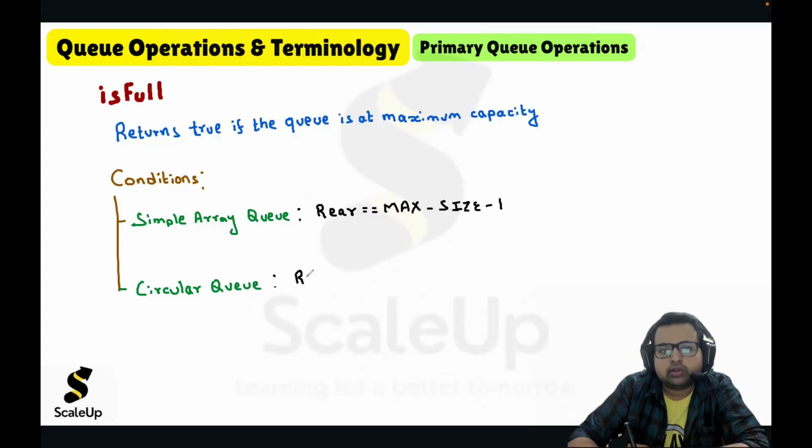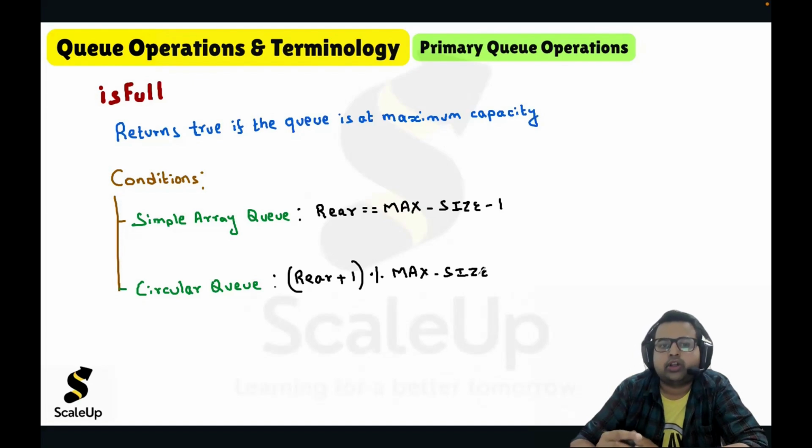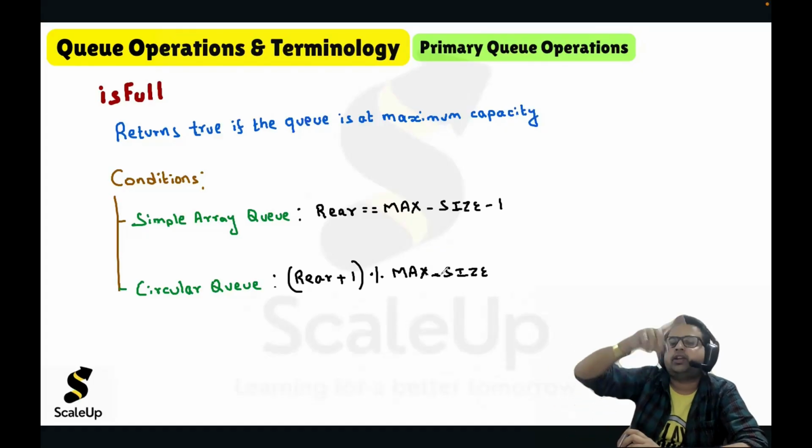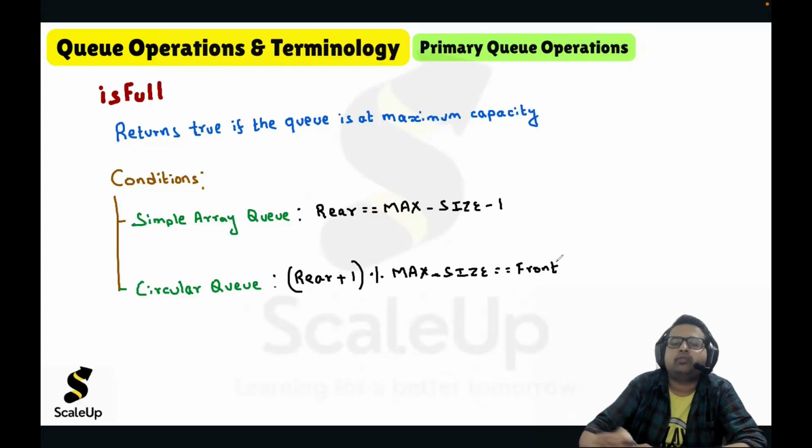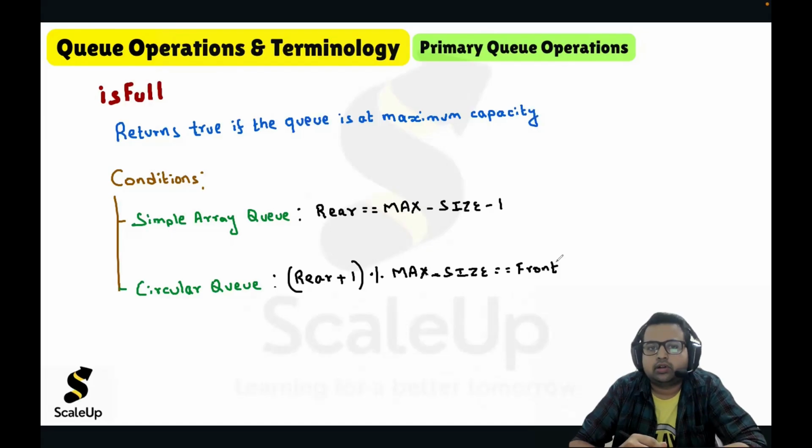For a circular queue, modulo arithmetic will come into the picture, and this formula will alter a bit. It is rear plus 1 mod max size, because rear plus 1 in a circular queue will be the front, and we are doing it mod max size because in a circular queue the index keeps on rotating. So if it becomes equal to the front, it means the queue has reached the maximum capacity.